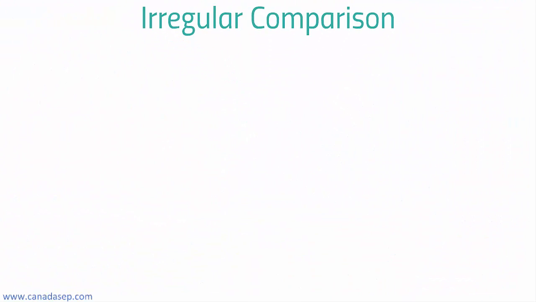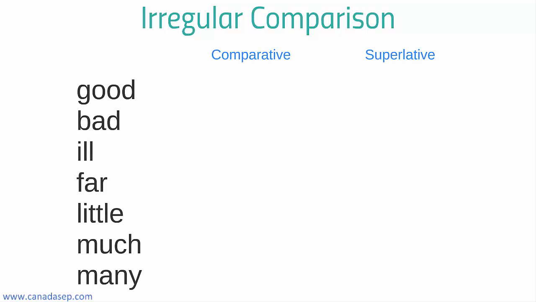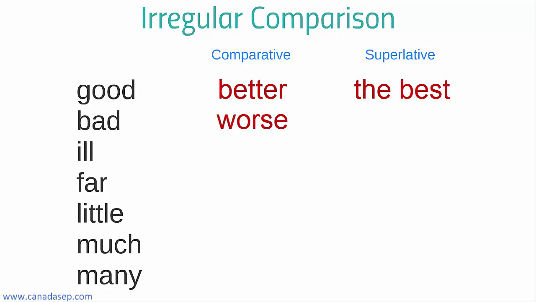Some adjectives have irregular comparative and superlative forms. Let's take a look at them. Please pause the video, take a piece of paper, and write down what you think are the comparative and superlative forms of these. I'm sure you already know about good. The comparative form of bad is worse, and the superlative form is the worst, as you can see.